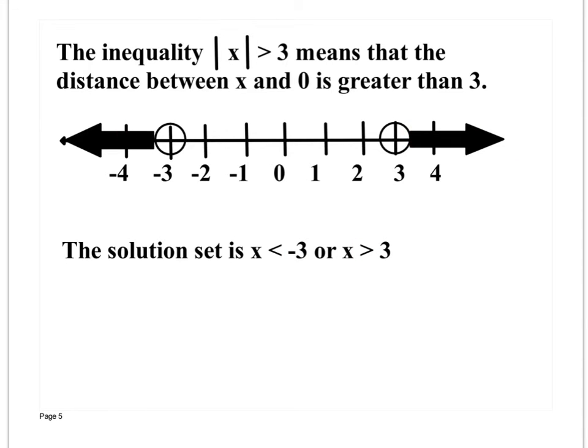Right? Because it could be -4, it could be -5, it could be -6, or it could be 4, it could be 5, it could be 6. Because the distance between x and 0 is greater than 3. Any questions?